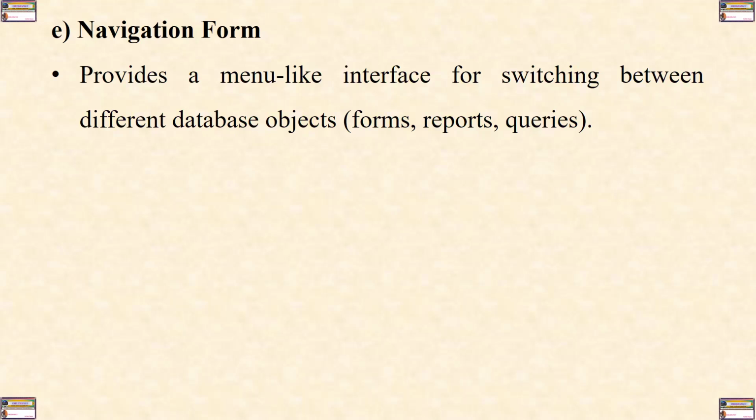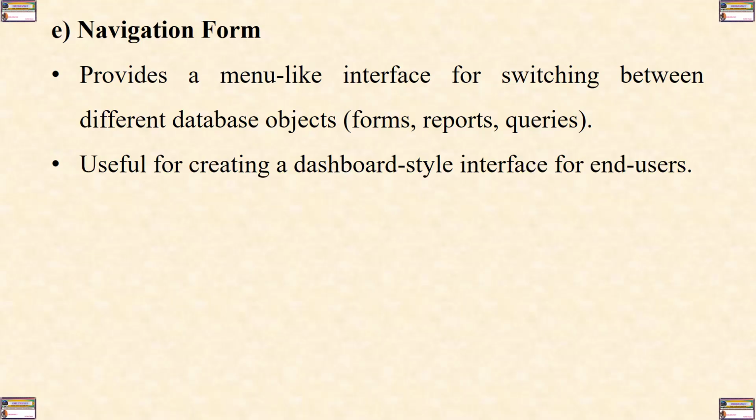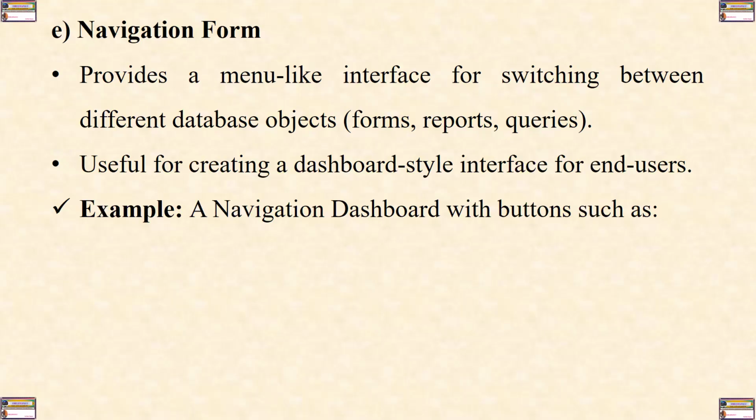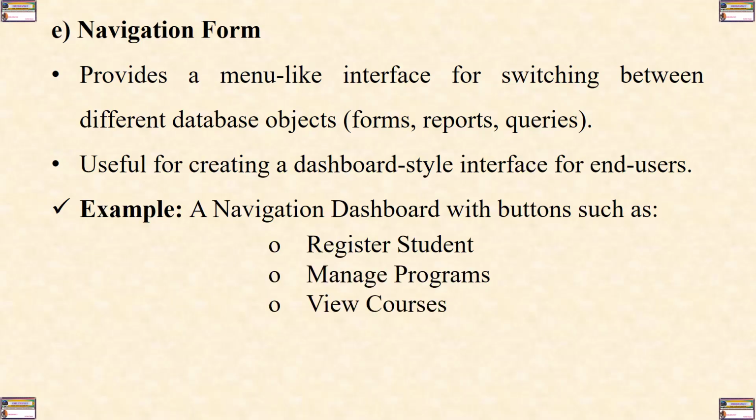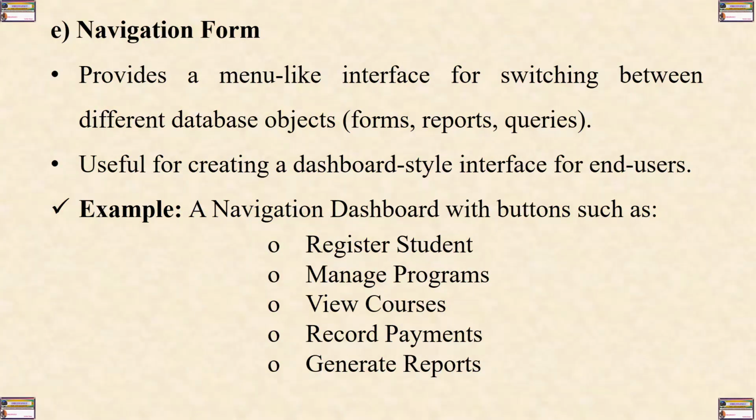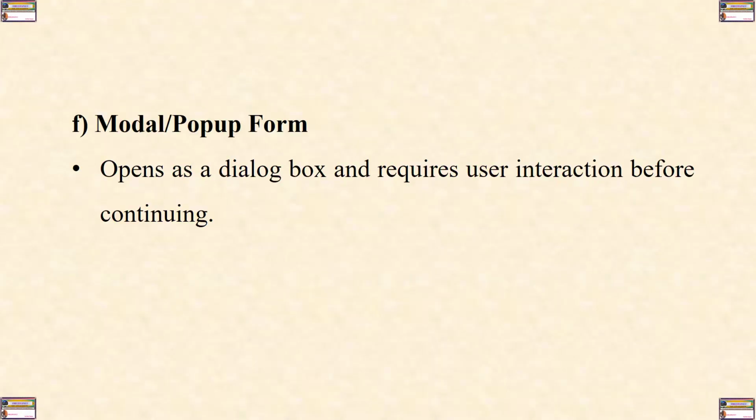Number 5 is a navigation form. This is a form which provides a menu-like interface for switching between different database objects, such as forms, reports, and queries. It is used for creating a dashboard-style interface for end users. An example would be a navigation dashboard with buttons such as register student, manage programs, view courses, record payments, generate reports.